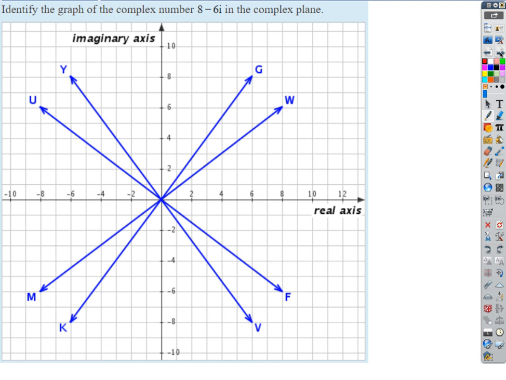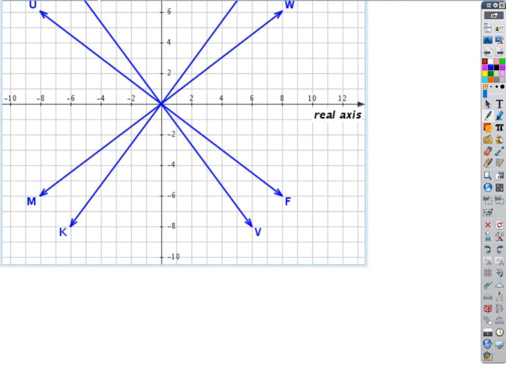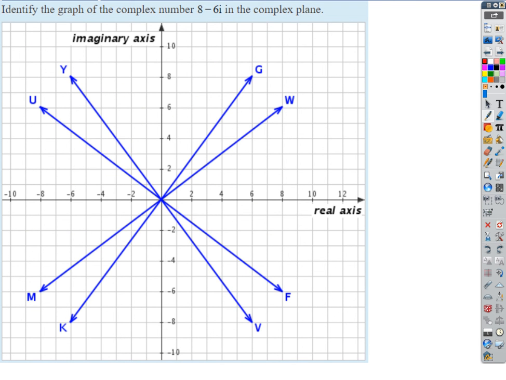How about something like this guy. So identify the graph of the complex number 8 minus 6i. So what's the real part? 8. What's the imaginary part? So then in the complex plane, remember we graphed the real part on the real axis, the horizontal axis, and we graphed the imaginary part on the vertical axis, the imaginary axis. And the representation of this number then would just be a vector starting at the origin and ending at the point with those coordinates. So which one is it?